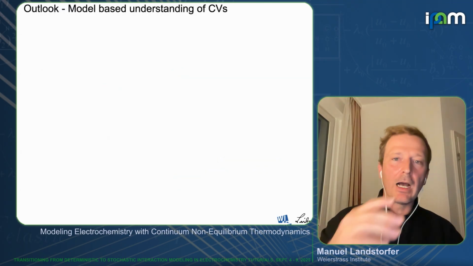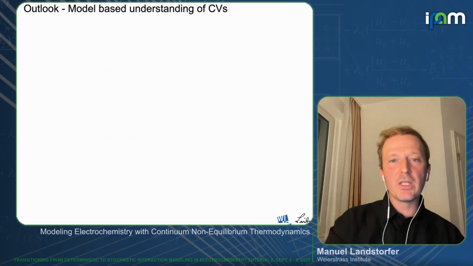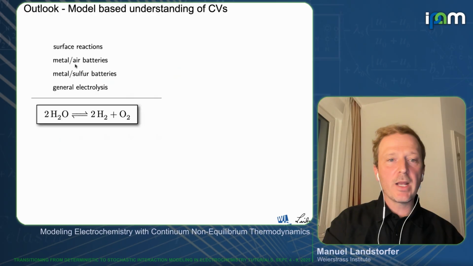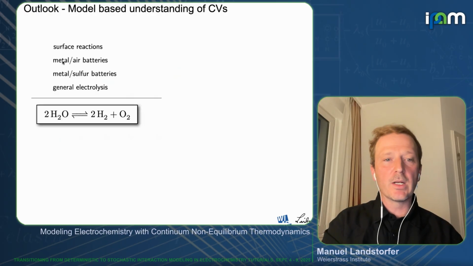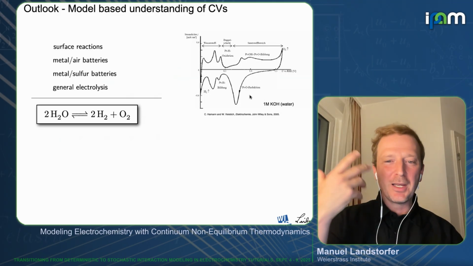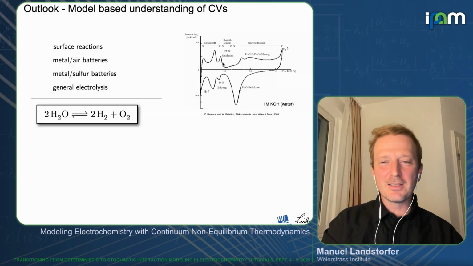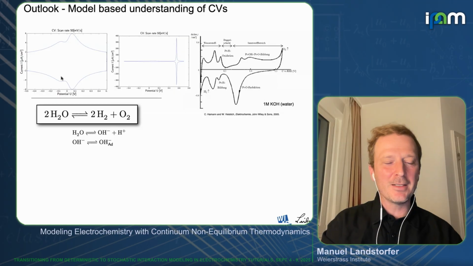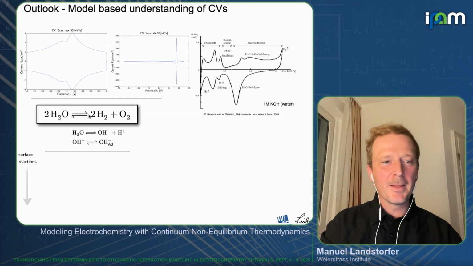An outlook of what, in my opinion, can be done in the near future is to consider more surface reactions, and in terms of batteries also, for instance, metal air, metal sulfur, or general electrolysis. So one of my key driving motivations for this is to somehow reproduce the CV of platinum, which is yet outstanding, and I believe that this is possible. So this is where we are already. That's kind of the CV simulations I can do for water splitting.